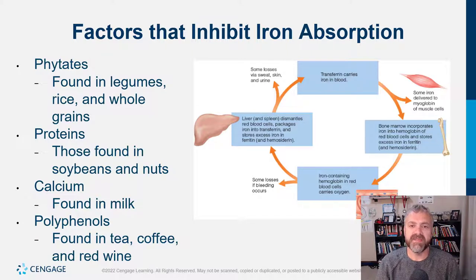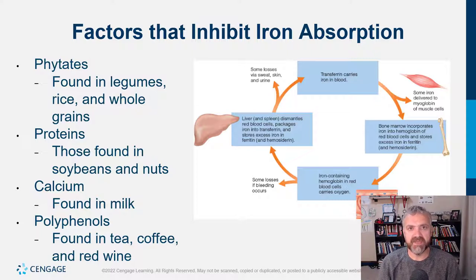So what are some things that inhibit iron absorption? Phytates, which are found in legumes, rice, whole grains. So phytates and oxalates are examples of anti-nutrients. They're compounds found in plant products that impair the absorption of nutrients. This is the reason that non-heme iron in plant foods is less bioavailable, or one of them. But just something to keep in mind. The proteins that are found in soybeans and nuts can also inhibit iron absorption.